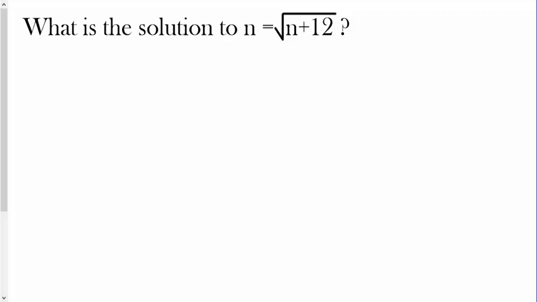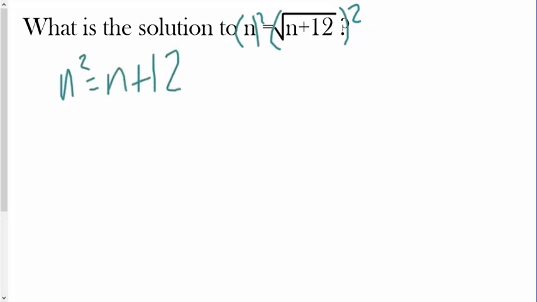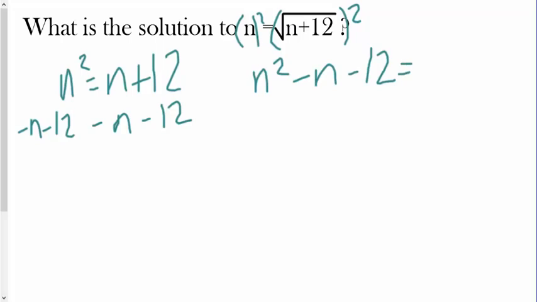So what is the solution to n equals the square root of the quantity n plus 12? The first thing we're going to do is get rid of that square root. To get rid of a square root, we always square. And if we're going to square one side, we have to square both sides. So we're left with n squared equals n plus 12. Now I want to get that all to the same side, and you'll see why in a moment. So I subtract n and 12 from both sides, leaving me with n squared minus n minus 12 equals 0.